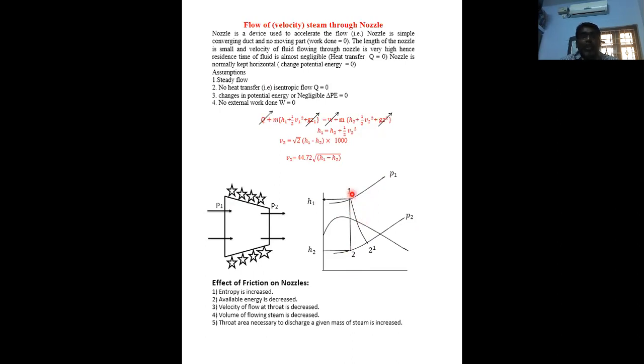But in actual flow, there will be some changes, that is, 1 to 2 dash. H1 minus H2 is the theoretical drop, and H1 minus H2 dash is the actual. The effects of friction in the nozzle are: first, entropy is increased; available energy is decreased; velocity of flow at the throat is decreased; volume of flowing steam is decreased; and the throat area necessary to discharge a given mass of steam is increased.